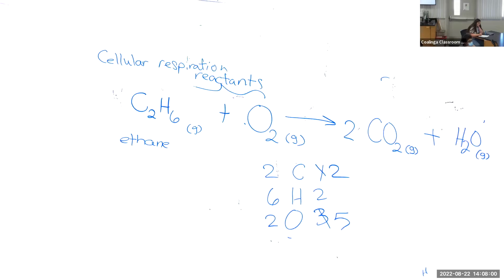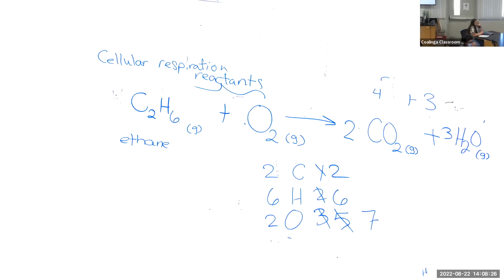So 6 here, you said? 3. So you need to times it by 2. No, you need 6. Okay, that gives me 6. So that gives me how many oxygens? 8. So I have 2 times 2, 4, right? Plus 3 times 1, 7. 7. Ooh, that's a nasty number.